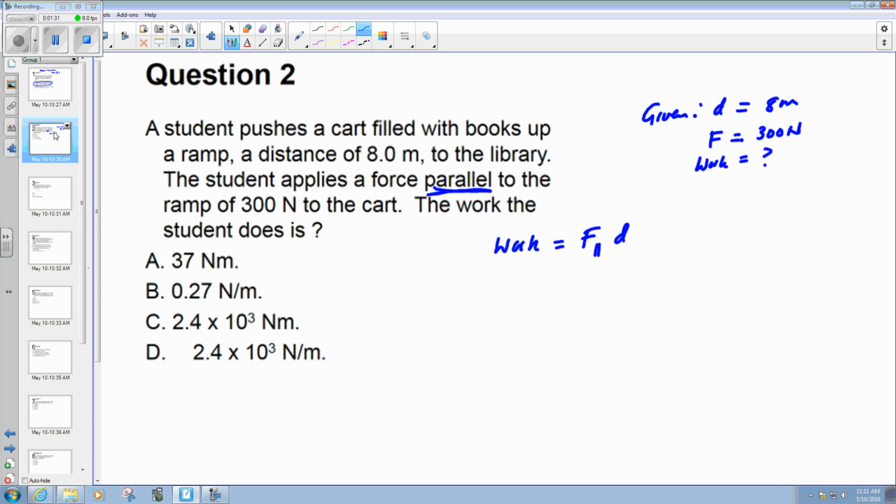And so the work is given by this relationship. All we need to do is put in the values. So this is 300 newtons multiplied by 8 meters, and what we'll get is 2400 newton meters. So the correct answer is C.